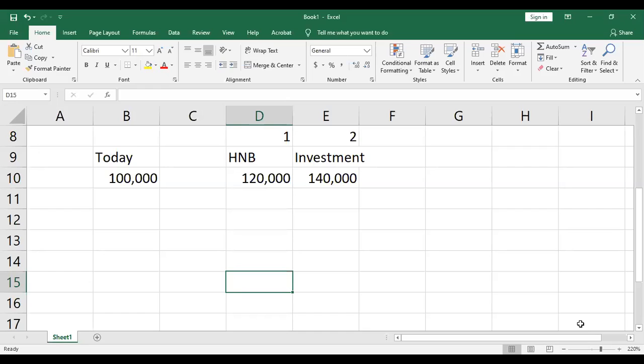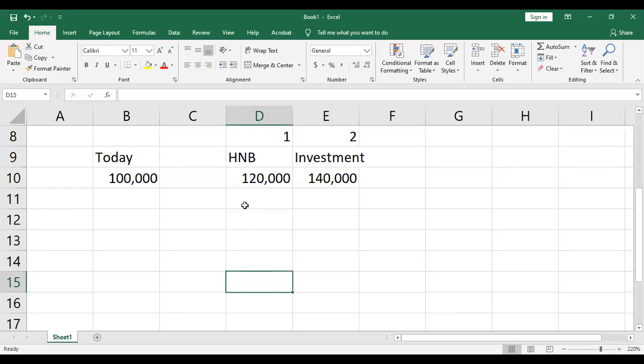But at the same time, we have to consider the mindset of the investor. If the investor is willing to take more risk, he will choose investment and enjoy a high return. If the person's attitude is that he is not willing to take much risk, he will choose option one. He puts money in HNB and gets a lower return than the investment. It's based on risk preference, so that is another chapter.